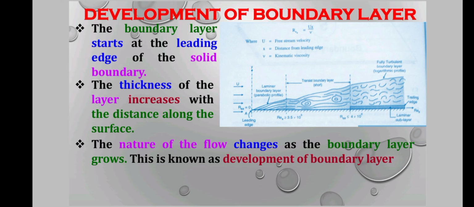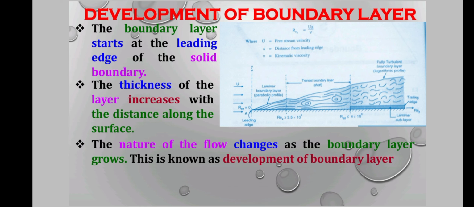So next is development of boundary layer. The boundary layer starts at the leading edge of the solid boundary and the thickness of the layer increases with the distance along the surface. The nature of the flow changes as the boundary layer grows. This is known as development of the boundary layer.